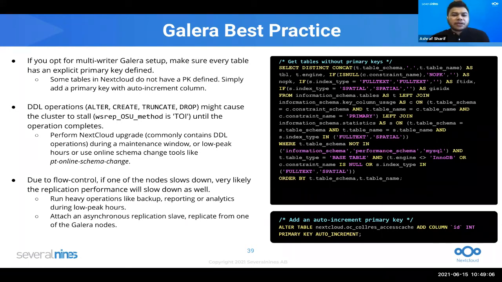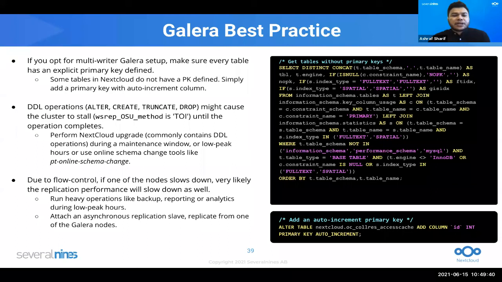If you opt for a multi-writer Galera setup, make sure every table has an explicit primary key defined. Some tables in Nextcloud do not have a primary key, but you can simply add one with an auto-increment column. More writers in Galera will increase the chance of write-set conflicts and might cause the transaction to be rolled back. And always remember that in MariaDB, a rolled-back transaction is always slower than a committed transaction.